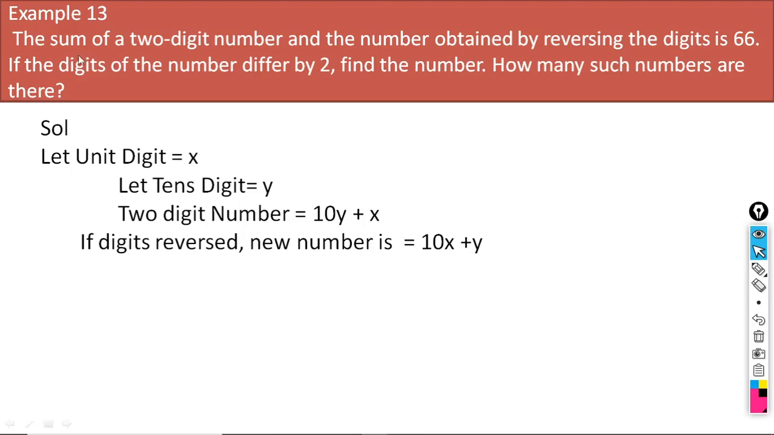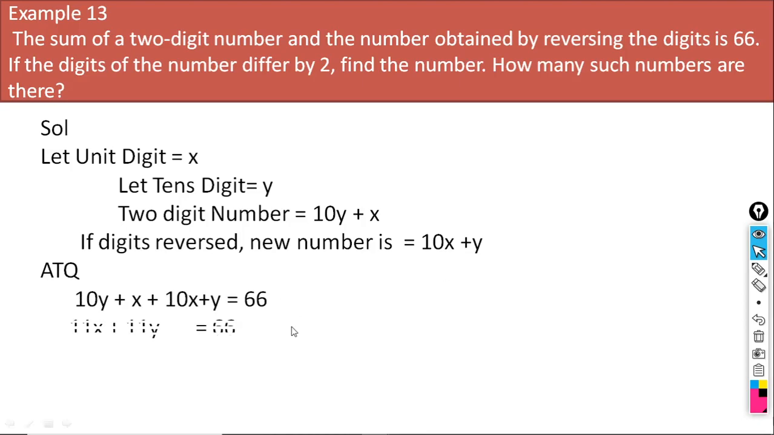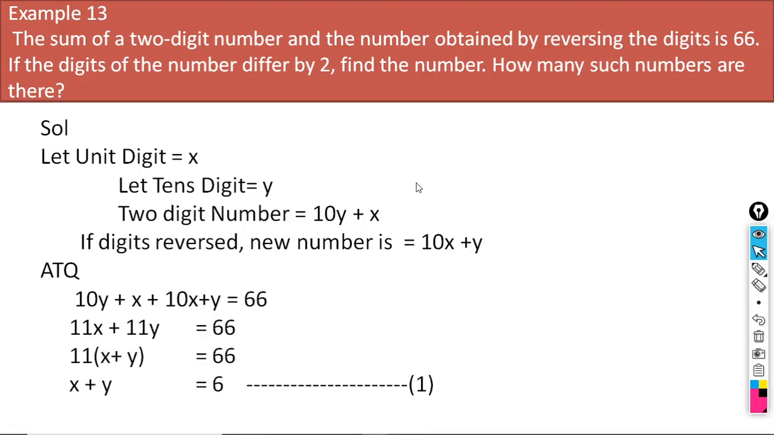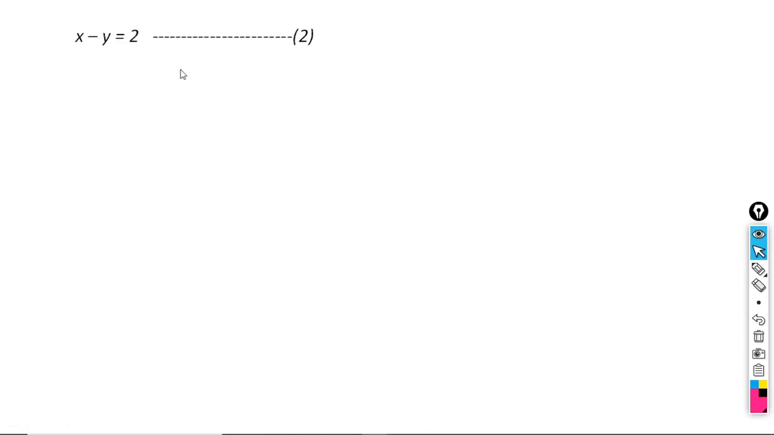And now we read the statement. The sum of a two-digit number and the number obtained by reversing the digits is 66. It means 10x plus y plus 10y plus x, this sum is 66. By solving them, we get x plus y is equal to 6. And if you see the second statement, if the digits of a number differ by 2, it means x and y differ by 2. So the second equation we get is x minus y is equal to 2 or y minus x is equal to 2. So we have both possibility of cases here.